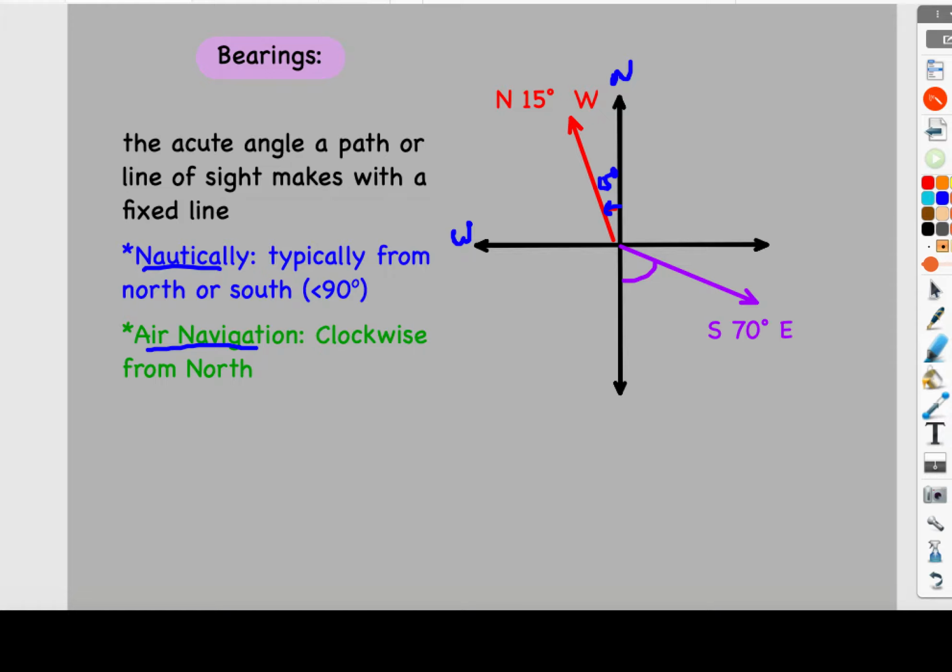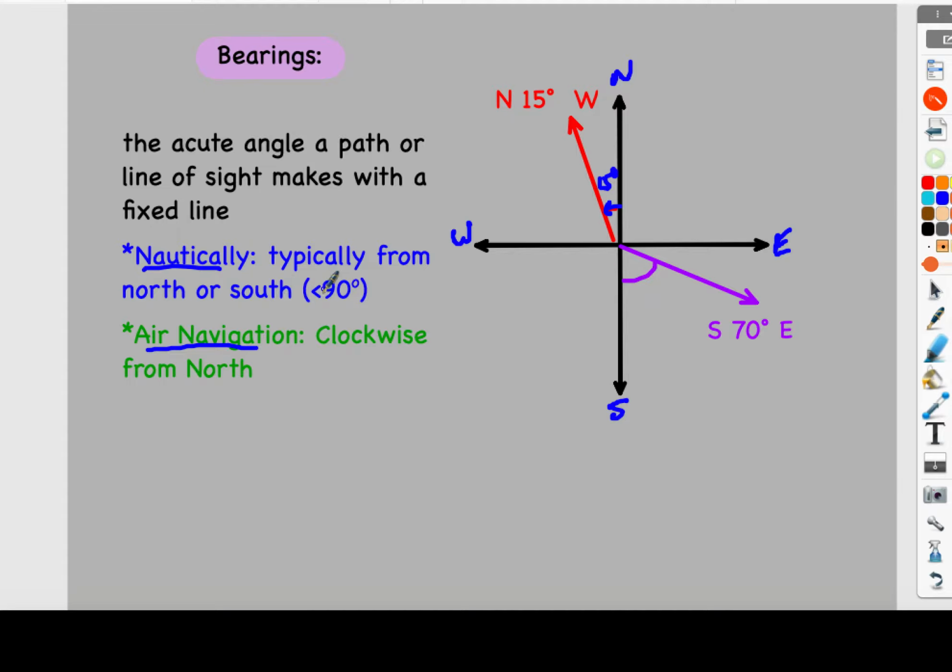The purple angle down at the bottom, same idea. We're measuring from the south to the east, right? But notice where that angle is drawn, directly from the y-axis, where we normally wouldn't draw angles if we were doing reference angles or standard position angles. But again, we're measuring from the south to the east, exactly 70 degrees. So again, those would be how we would typically measure nautical angles: from the north to the east or west, or from the south to the east or west.